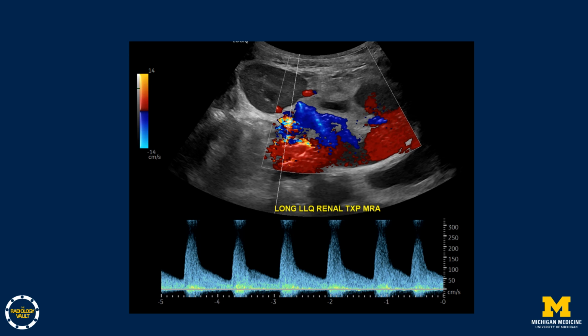Here we see a left lower quadrant renal transplant on which color Doppler and spectral analysis were performed. The main transplant renal artery and vein are patent. Notably, there is aliasing artifact and high velocity greater than 250 centimeters per second in the region of the arterial anastomosis, which may reflect an underlying stenosis.